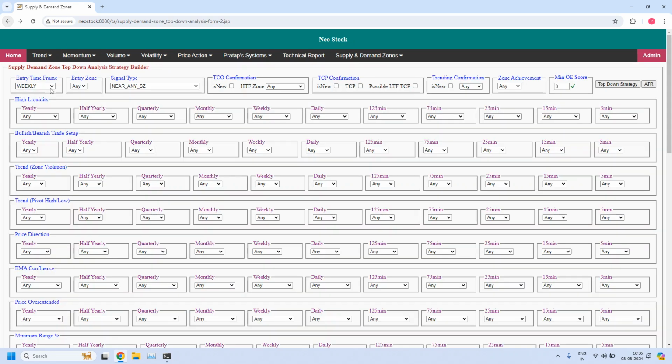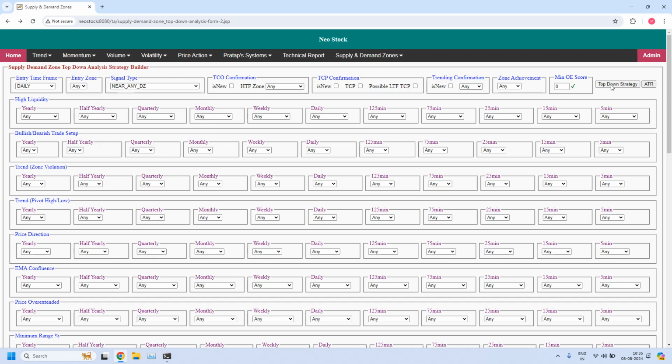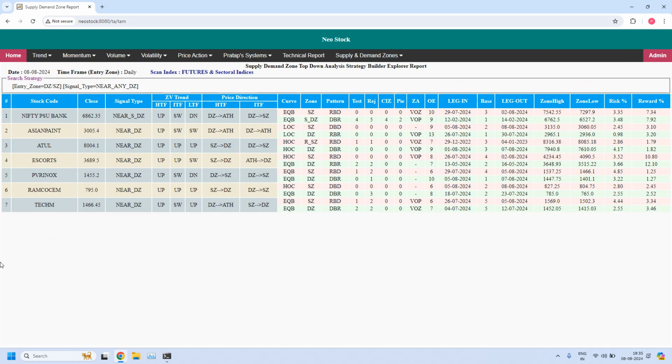The next time frame is daily. Entry time frame is daily. Let us find the stocks near daily demand zone. 7 stocks are filtered. Let us verify any high liquidity demand zones from this list.